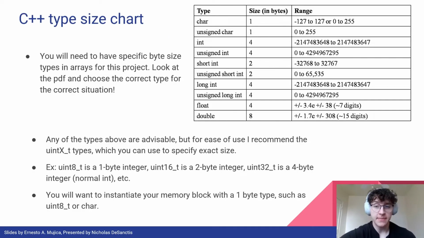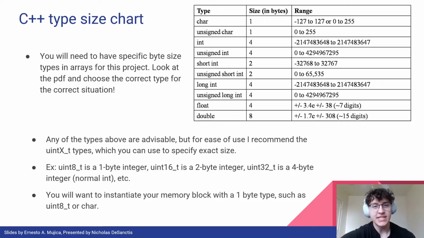And speaking of types, types matter quite a bit. You'll need to have specific byte size types in arrays. So if you're ever asked to use a type with a specific number of bytes, or given a limit for how many bytes something can be, you can reference this big table here. However, especially since specific byte size types throughout this project are quite frequent, you may appreciate the increased clarity that uintx_t types provide.